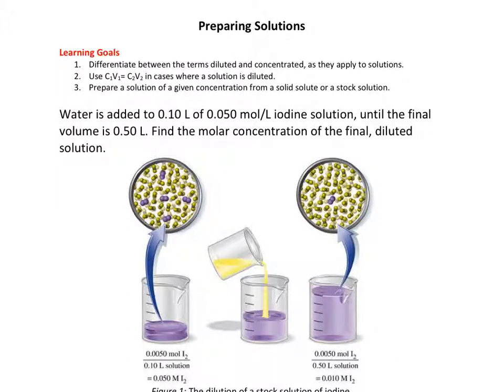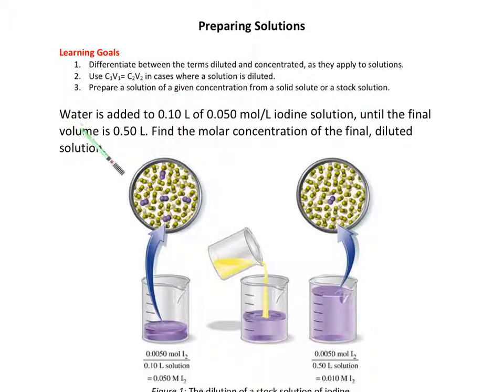In this tutorial on preparing solutions, we're going to learn a little bit more about differentiating between the terms dilute and concentrated. We've talked about these terms in earlier work, but we'll continue to explore here. Then we're going to take a quantitative approach and find out what happens to the concentration of a solution when it is diluted. We'll use this formula, C1V1 equals C2V2, to help us do that. Then I'm going to talk a little bit about how to prepare a solution of a given concentration, and we're going to do more with this during class time.